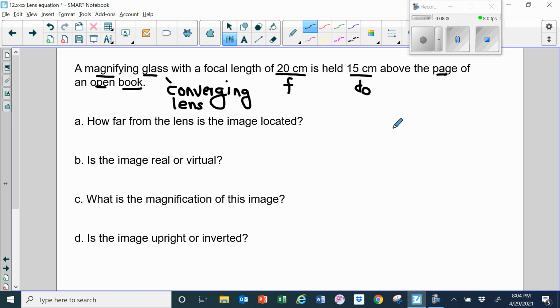So how far from the lens is the image located? Well, first of all, let's write the lens equation. So this is the lens equation, and I want to know how far from the lens the image is located. I want to know what DI is.